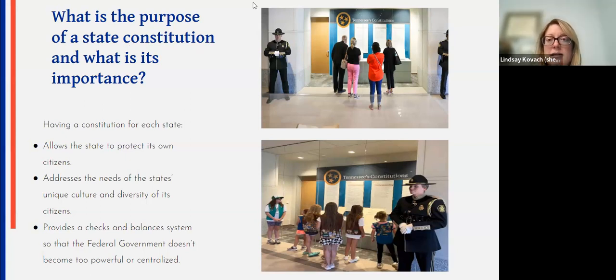And as you can see on the side, we are going to talk about where these constitutions are held. There is a display of replicas here, and we do see some people looking at these replicas during Statehood Day.